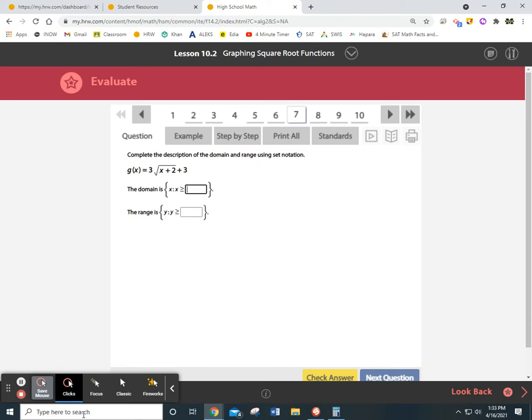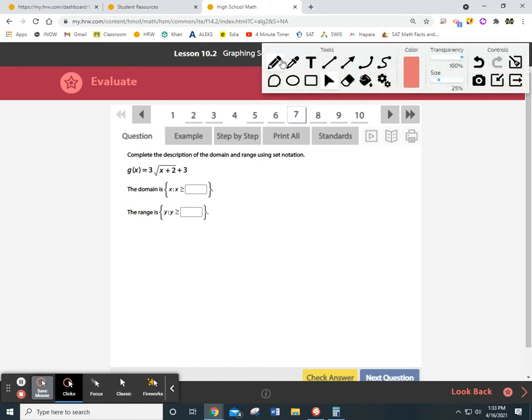So if we want to find the domain, remember, your domain is always going to be x is greater than or equal to your h value. Our h value, we see a +2, but our h is actually -2, so I would want to plug a -2 in there. And then my k value will always be my range. So my y's are greater than or equal to 3, because it's opening up.